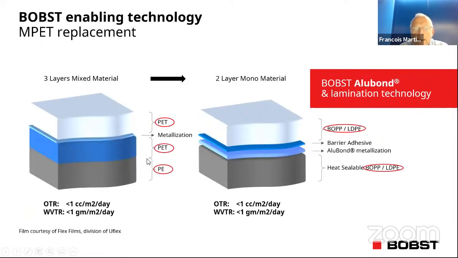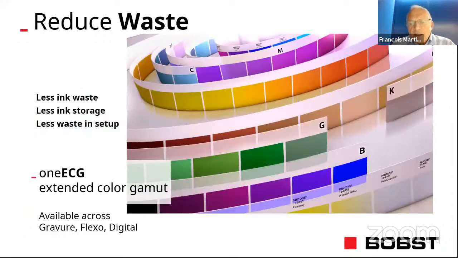Another example is if you have a 3-layer type of material where you really need to protect the goods very effectively against the light or against the air. So you will have eventually 2 types of PET, but then you have PE in addition. So we are now moving to only 2 substrates with the new alu-bound metallizing technology in the middle, and then your potato chips will be packed properly. So this is something that is happening today. Something to reduce waste dramatically, and this is available for digital printing, for flexo, for gravure.